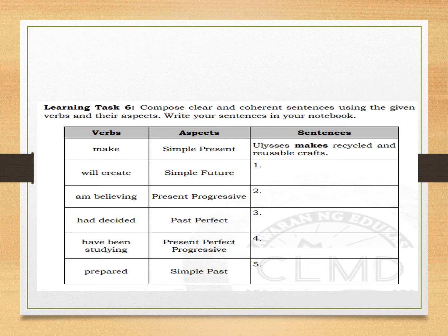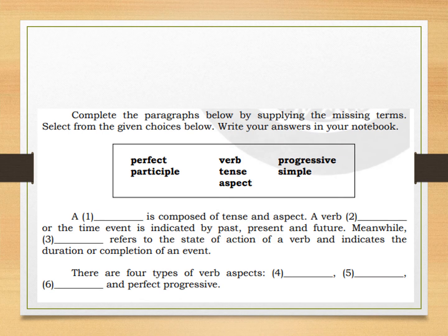Learning task 6. Compose clear and coherent sentences using the given verbs and their aspects. Write your sentences in your notebook. Then, complete the paragraphs below by supplying the missing terms. Select from the given choices below. Write your answers in your notebook.